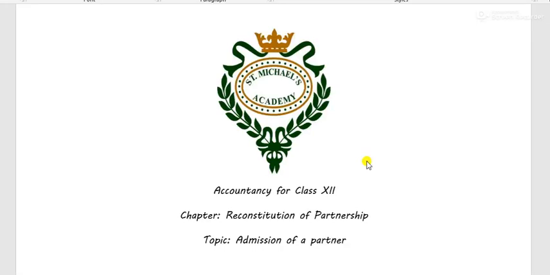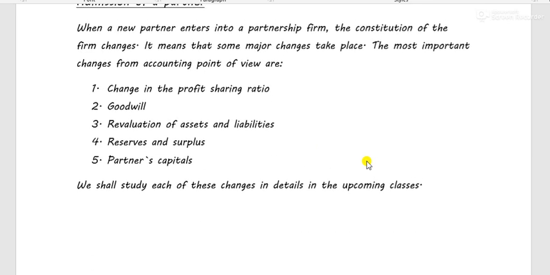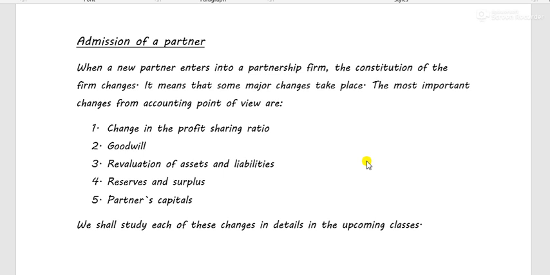So we were doing the chapter reconstitution of partnership, and under that we were doing admission of a partner, which is a very important topic for your exam this year. We studied that there are various topics in this chapter that need to be studied separately, and we had discussed the different topics such as change in profit sharing ratio, goodwill, and others. We'll study each of them in a very detailed manner, and today we'll be starting change in the profit sharing ratio.